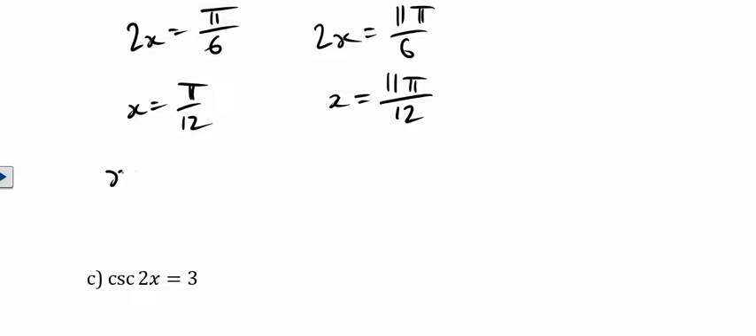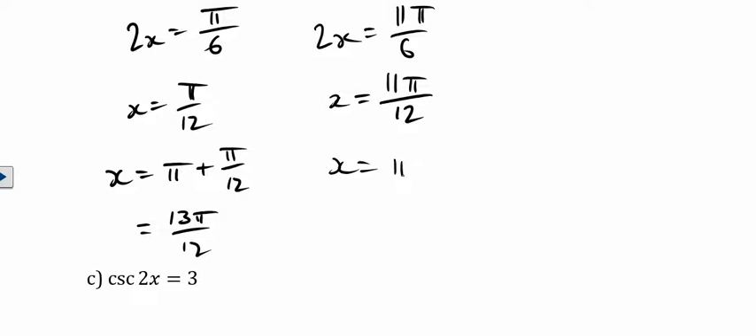And so then x also equals pi plus pi over 12, which is 13 pi over 12, and x also equals pi plus 11 pi by 12, which should be 23 pi by 12. 12 pi over 12 plus 11 pi over 12, 23 pi over 12.